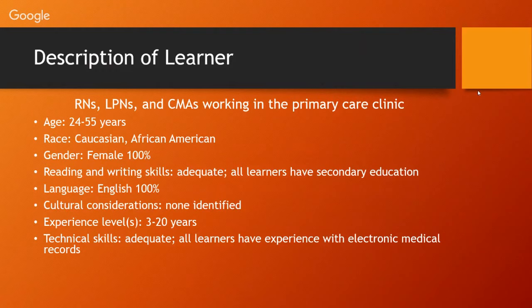Description of learner. RNs, LPNs, and CMAs working in the primary care clinic are the primary learners. The ages range from 24 to 55 years. Races include Caucasians and African Americans. 100% of the population is female. Reading and writing skills appear to be adequate. All learners have secondary education.